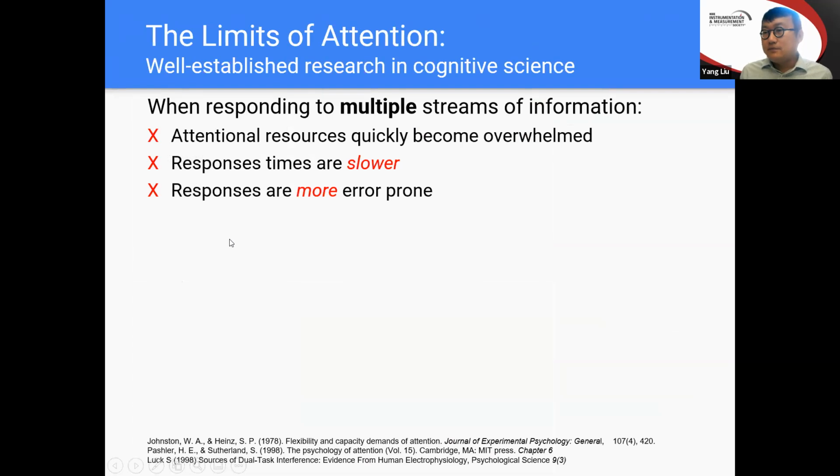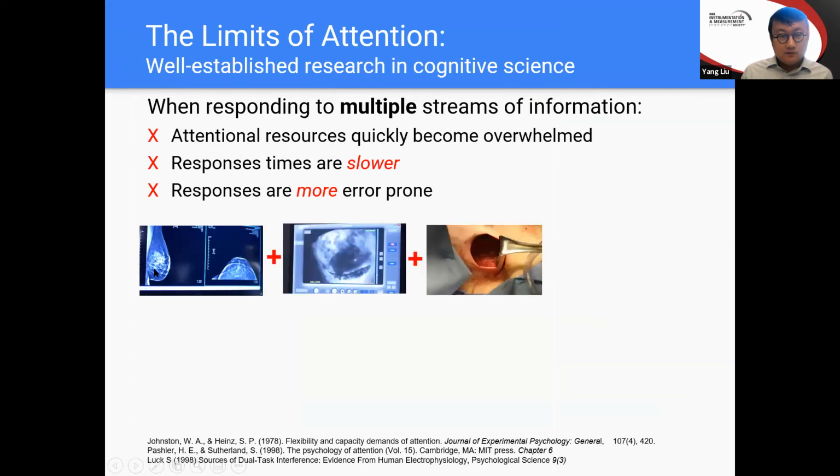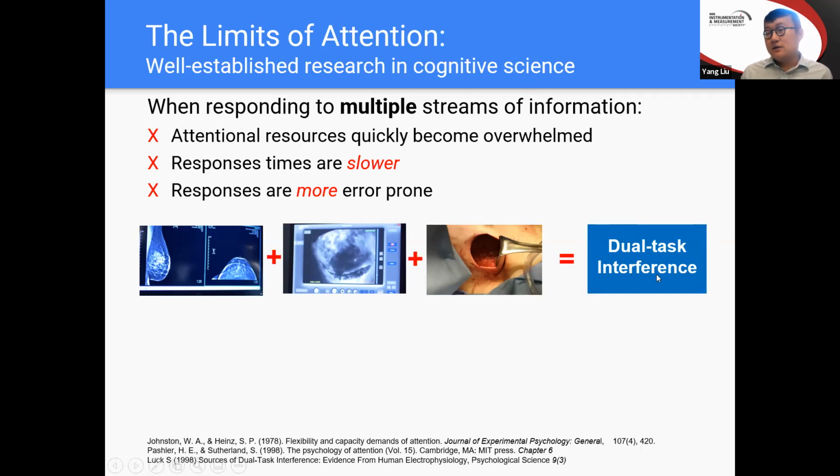When we dug into the evidence-based psychology research, we found that this is a well-documented phenomenon. When you have multiple streams of information, your attentional resources are spread very thin, your response time is slower, and your responses are more error-prone. For example, if you have to look at preoperative imagery, intraoperative fluorescence imaging, and the surgical site, that's a very complicated process, which introduces dual-task interference. It's similar to texting and driving at the same time. We all know that we cannot text and drive at the same time because it's not safe.